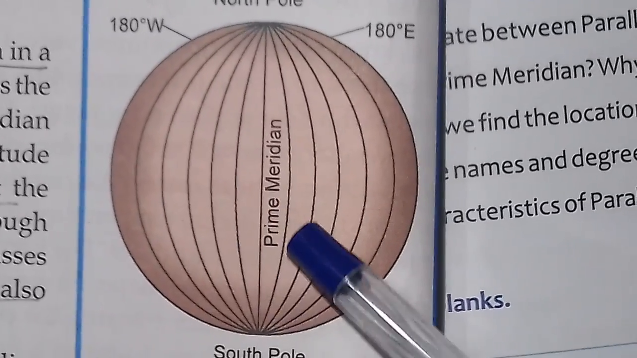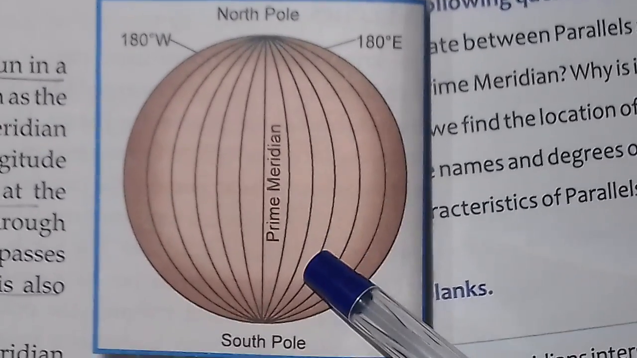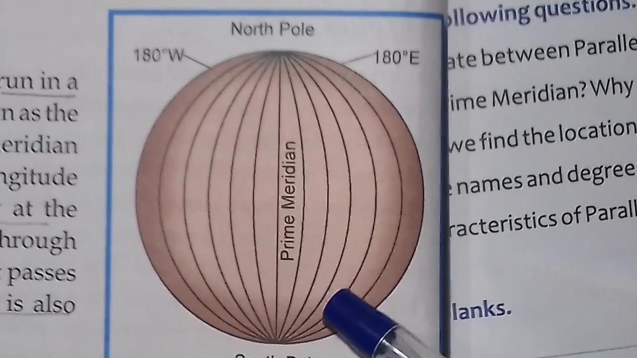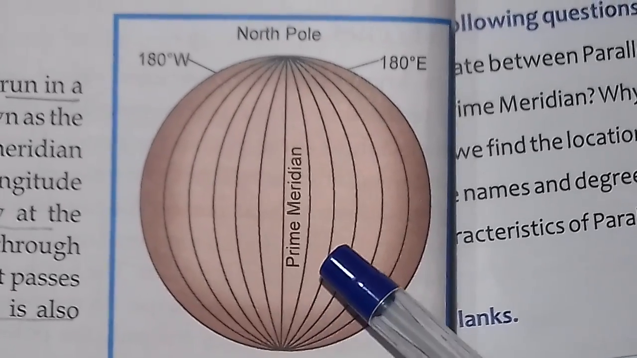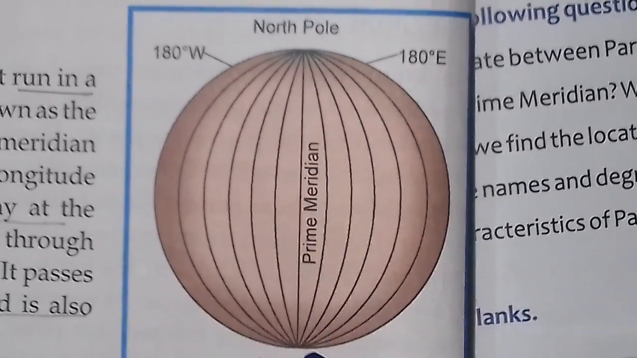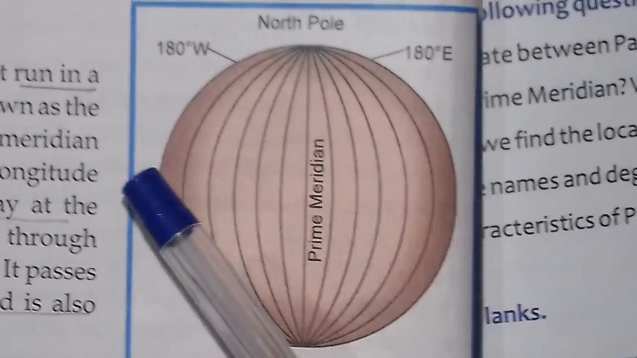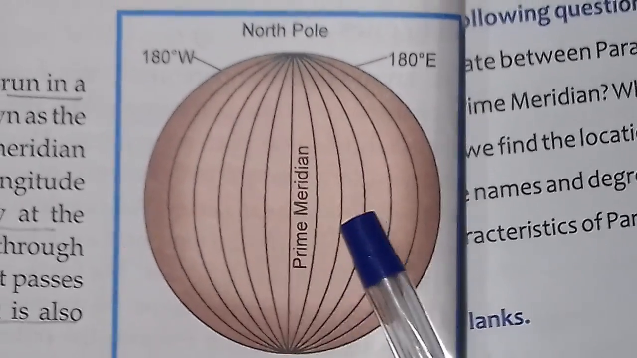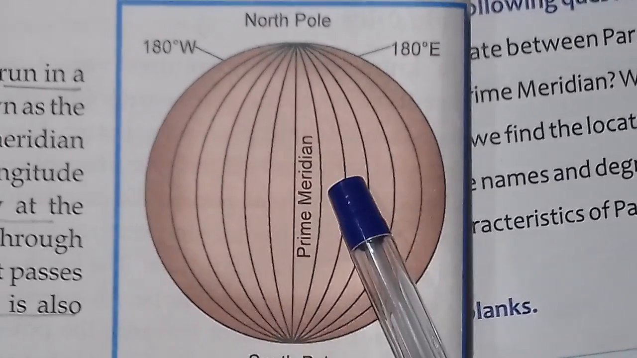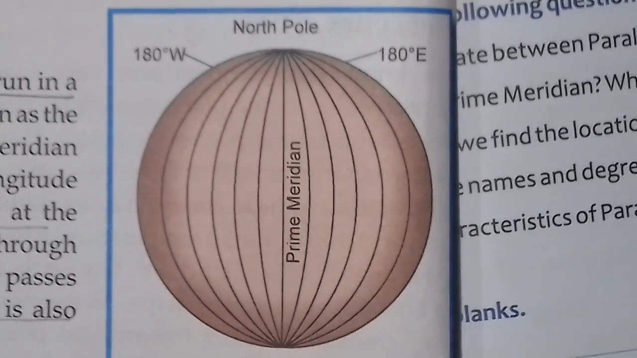As we take the equator as the reference line for parallels of latitude, similarly, we also need a reference line for meridians of longitude. The central longitude that divides the earth into the eastern and western hemisphere is known as the prime meridian. It is called the 0 degree meridian.